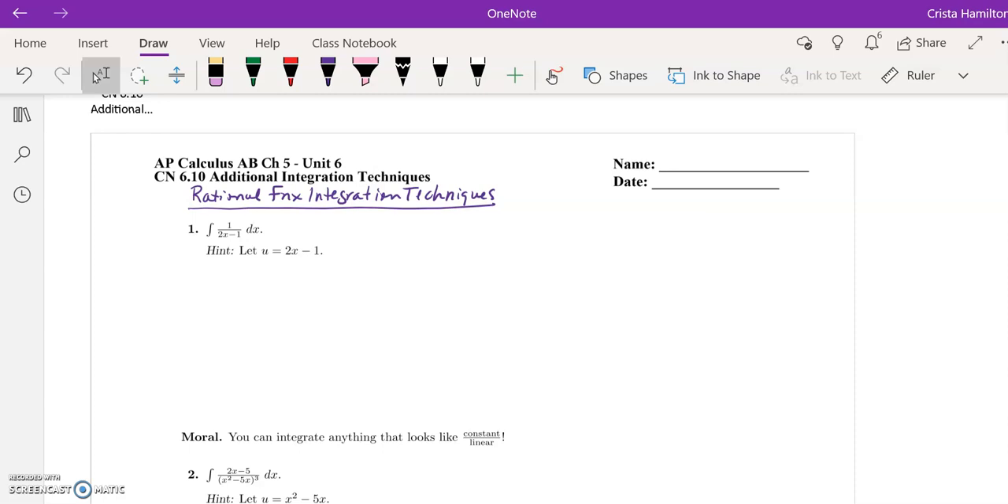So the first one is fairly straightforward. If I have a constant over linear, that's this first one right here. These are always very, very easy. Anything that has a constant over linear is nothing more than a straightforward U substitution. So starting with the easy ones, sorry, I have to sneeze.